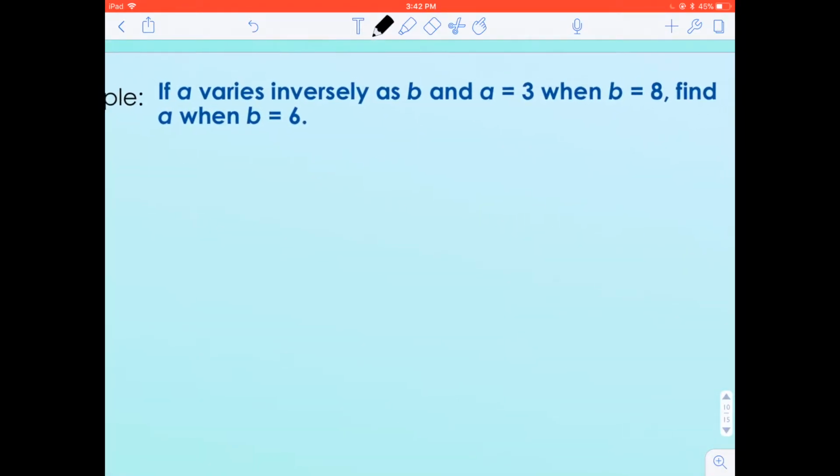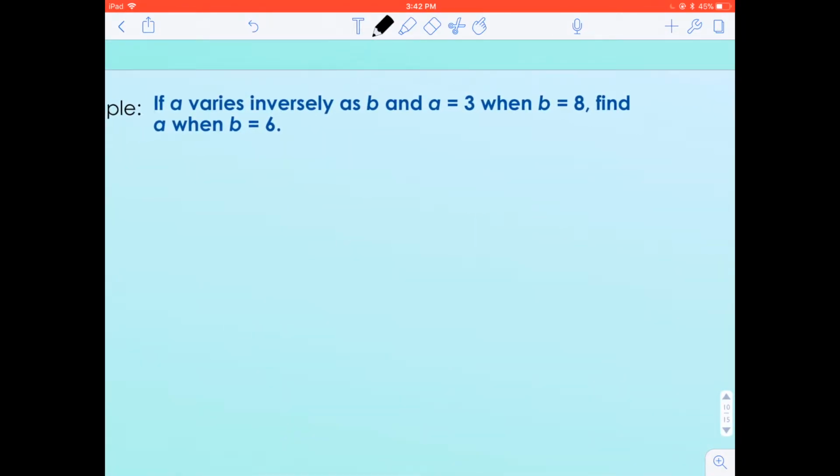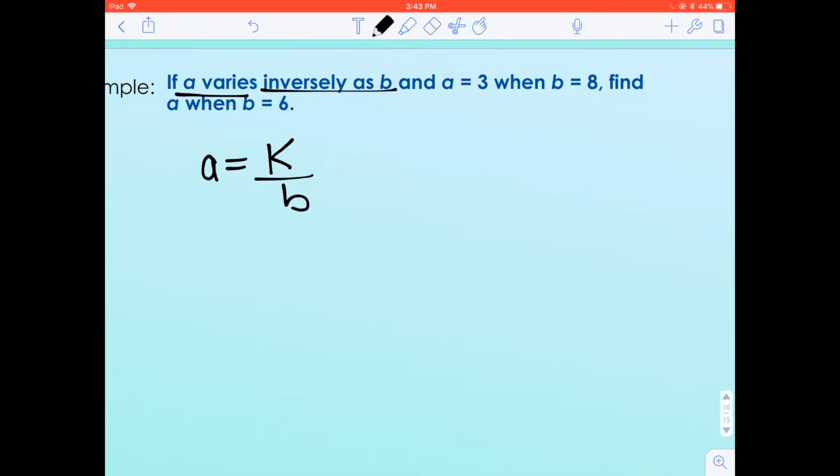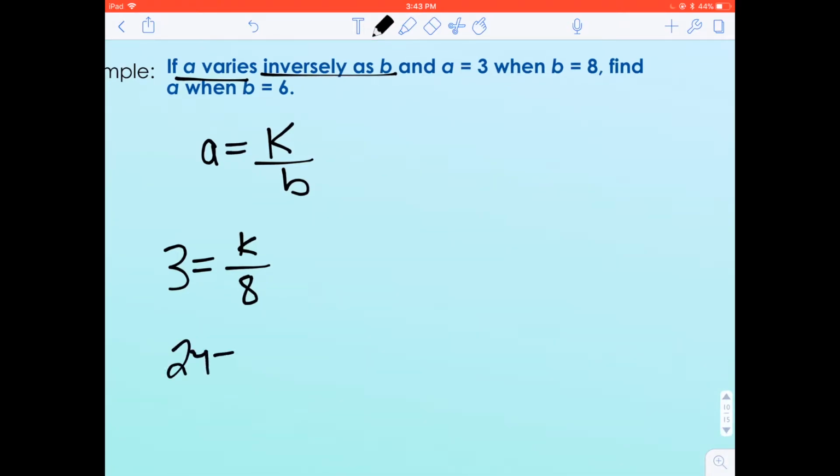So here we have, if A varies inversely as B and A equals 3 when B equals 8, find A when B equals 6. Again, whatever varies goes on the left. So if A varies, we have A equals K, and it's inversely as B, so B goes on the bottom. Okay, so again, we have to find K. So we have 3 equals K over 8. So 24 must equal K.